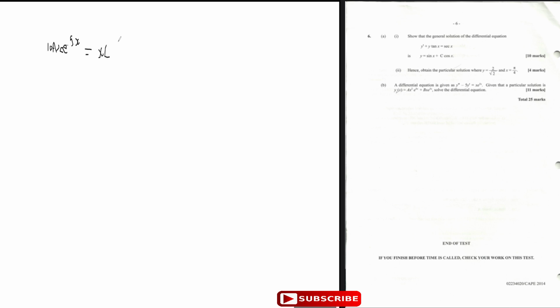And so if we divide through by x e to the 5x, we get that 10a is 1, and so a is 1 over 10. All right, now that we get a is 1 over 10, what else do we need to find? We need to find b.